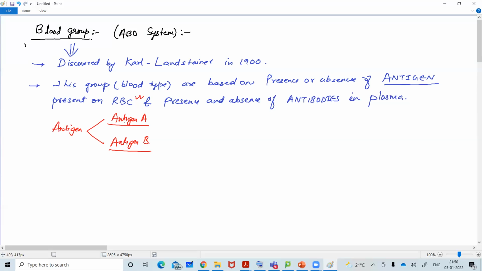So ABO blood groups are controlled by three alleles of a gene. So you can say here that blood groups are controlled by 3 alleles of a gene, and this phenomenon is called multiple allelism.